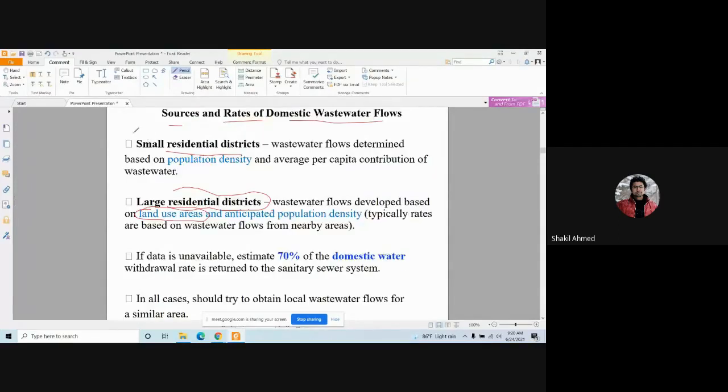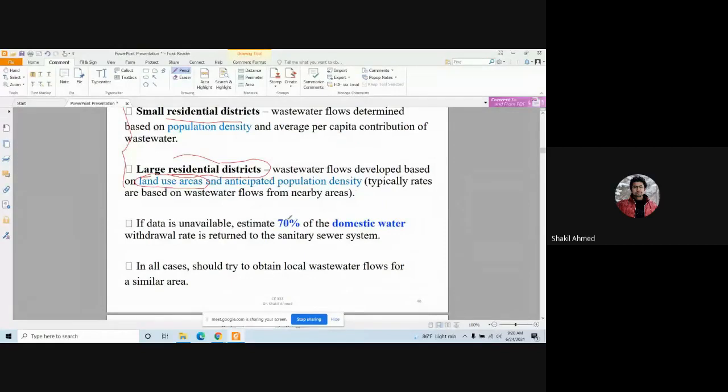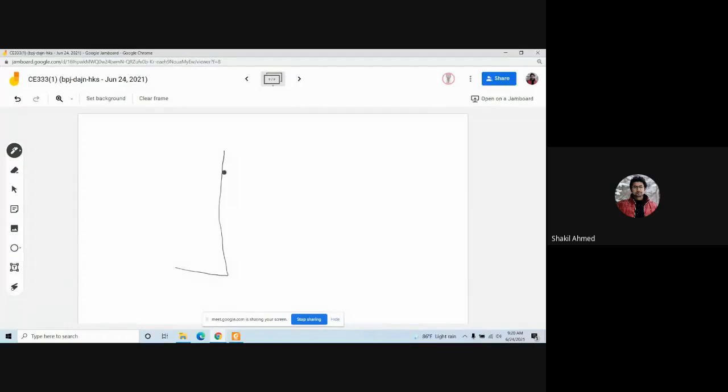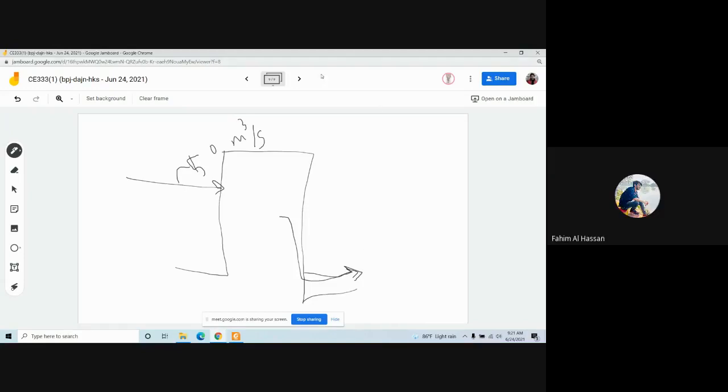Now, if no data is available, then sometimes you may estimate that 70% of the domestic wastewater withdrawal rate is returned to the sanitary sewage system. That means if this is the building, you are supplying fresh water, right? Like maybe 100 meter cube. Not 100, maybe a building is too much. Let's say 50 meter cube per second. Then in the sewer, you may consider 70% of this 50 is returned back to the sewer. Are you following me? Yes, sir.